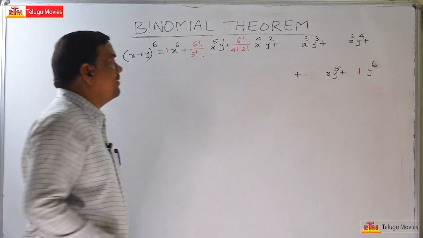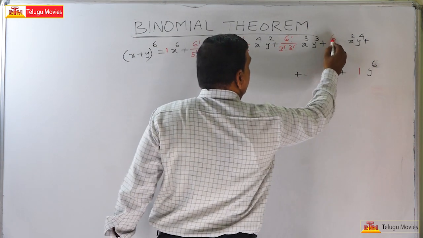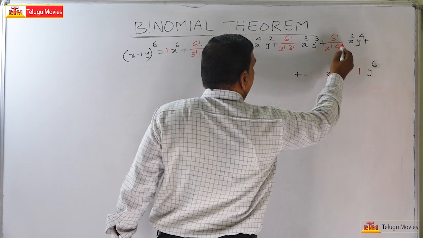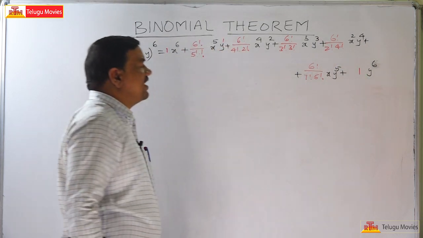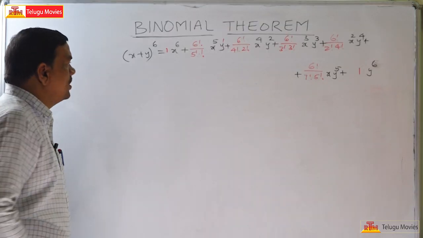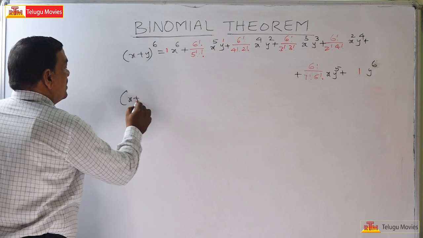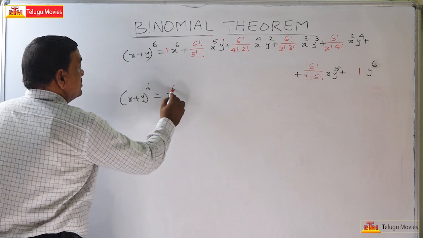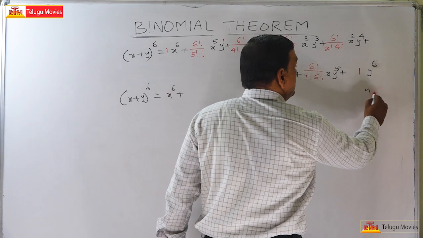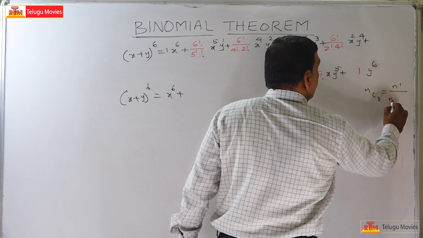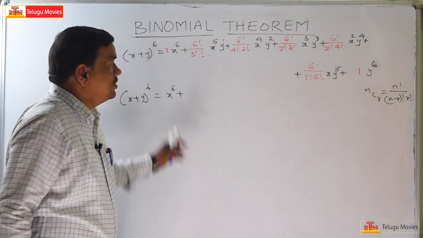So the same logic applies. 6 factorial by 3 factorial into 3 factorial, 6 factorial by 2 factorial into 4 factorial, 6 factorial by 1 factorial into 5 factorial, that is 6 factorial by 6 factorial. Now the final expansion is (x + y)^6. This is x^6. This is nothing but the nCr formula. So the nCr formula is nothing but n factorial by (n minus r) factorial into r factorial. Understand? So like that you write down.